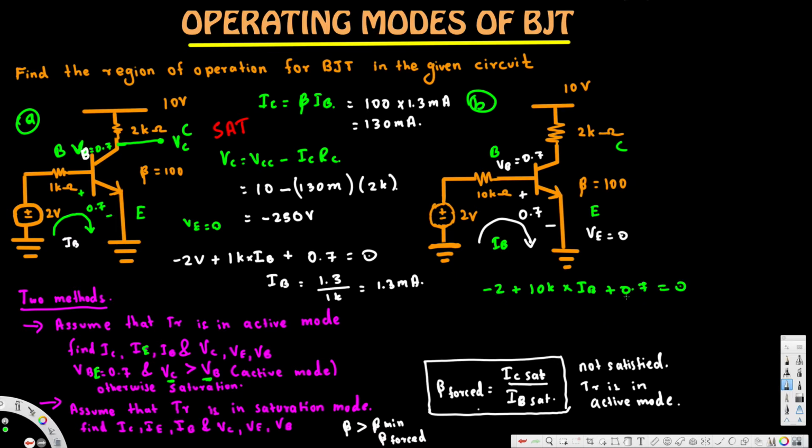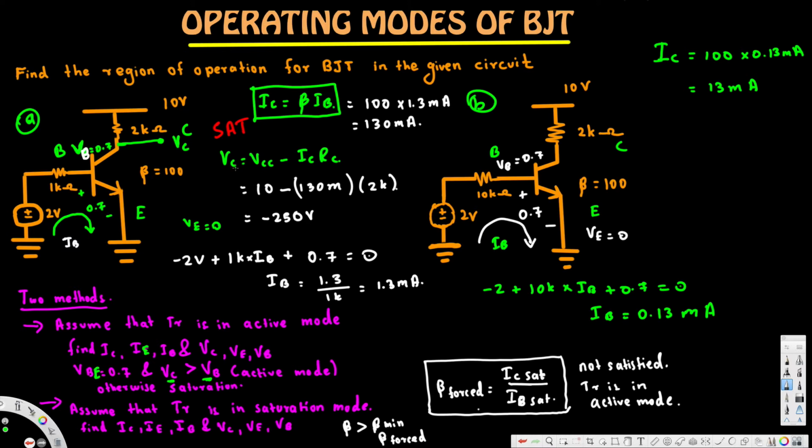Minus 2 plus 0.7 is minus 1.3. Minus 1.3 divided by 10K, that's 0.13. IB is equal to 0.13 milliampere. This is IB, but we know that to calculate IC we use this formula. IC is equal to beta times IB. Beta is 100 times 0.13 milliampere. That's going to give us 13 milliampere. So this is our IC.